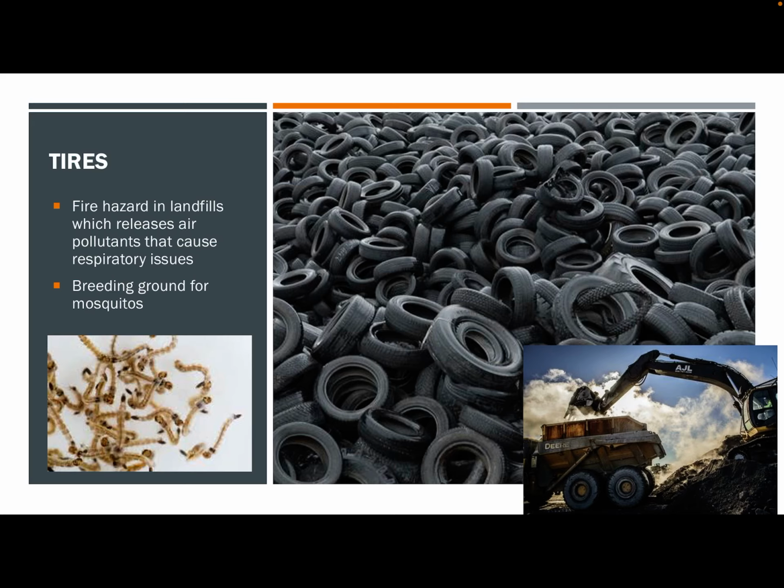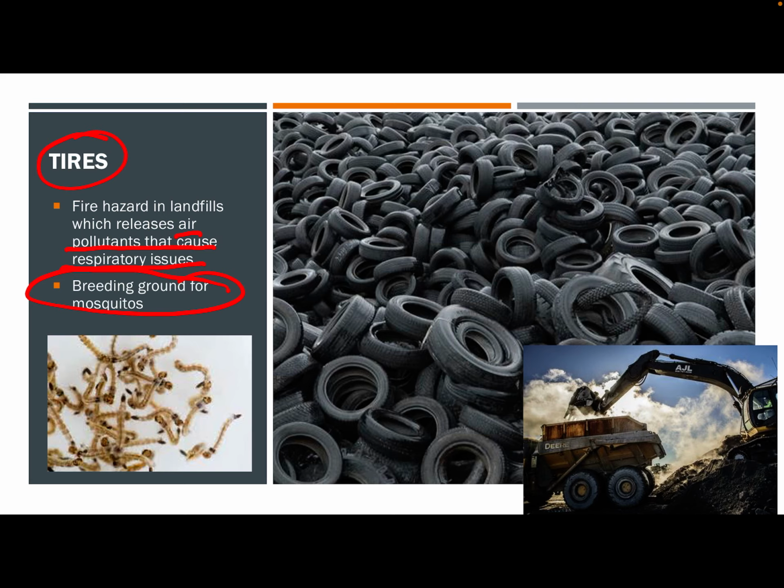One thing which is typically difficult to deal with are tires. You cannot just send these, in most states, to your regular old landfill and be done with them, because they often catch on fire, and this releases air pollutants that can cause respiratory issues, and they also can trap water and become breeding grounds for mosquitoes, which then carry lots of transmissible diseases.